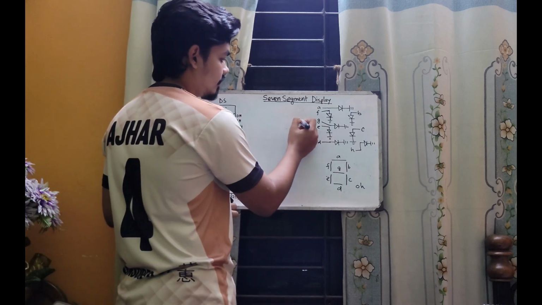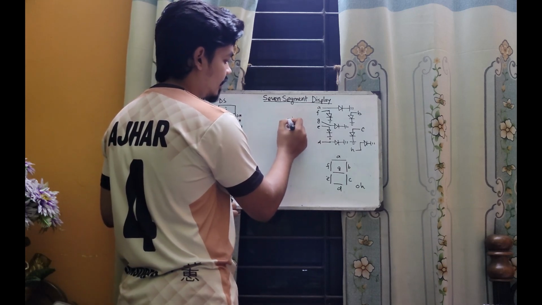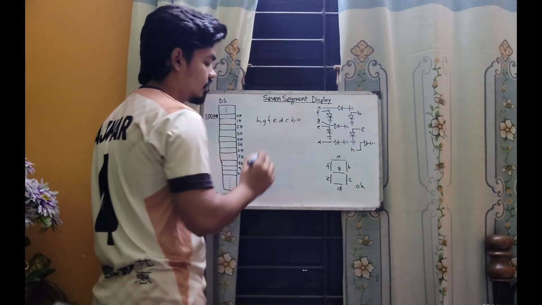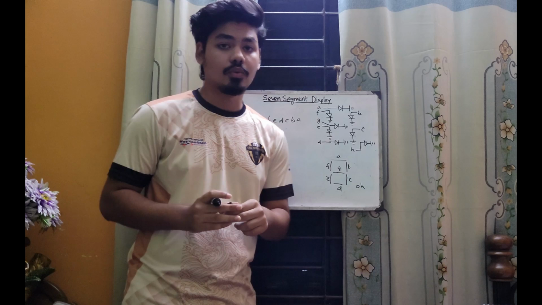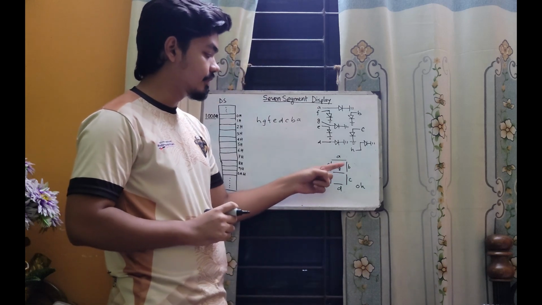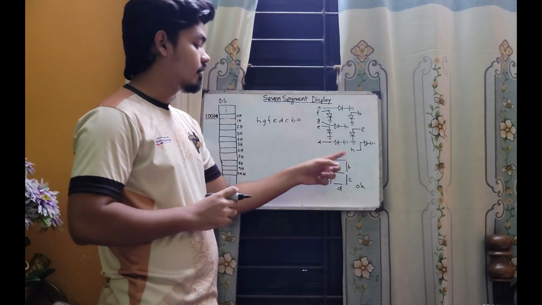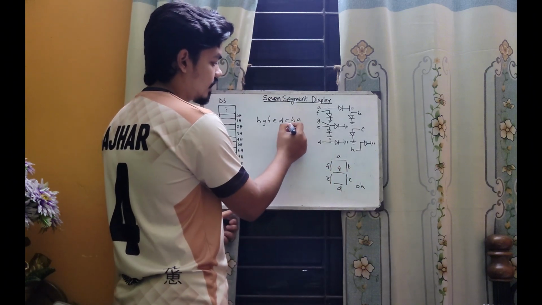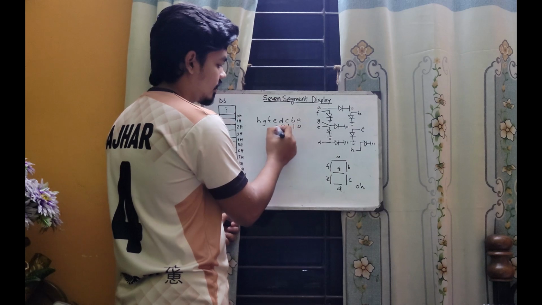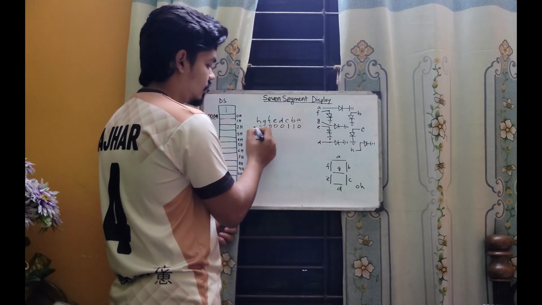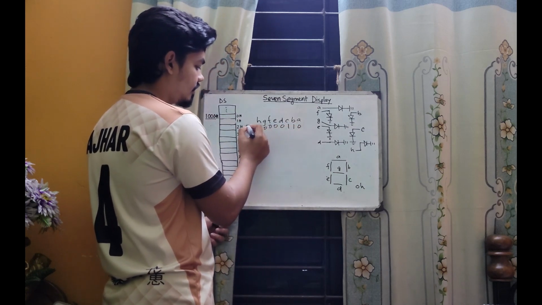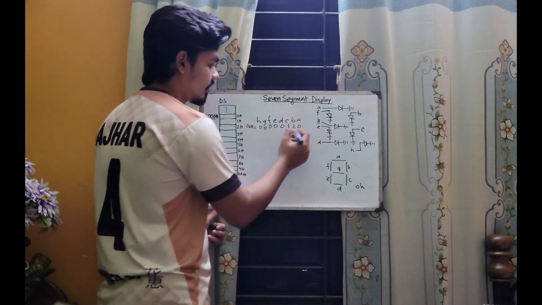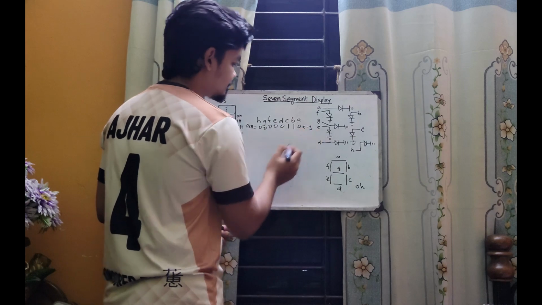First, let's write all the LEDs here: A, B, C, D, E, F, G, and H. So let's say we want to show 1 as output. The LEDs B and C will be active and all other LEDs will remain inactive. In that case, B and C will have 1 and all other LEDs will have 0. So this is the binary, with hexadecimal equivalent of 06H, and this is for 1.